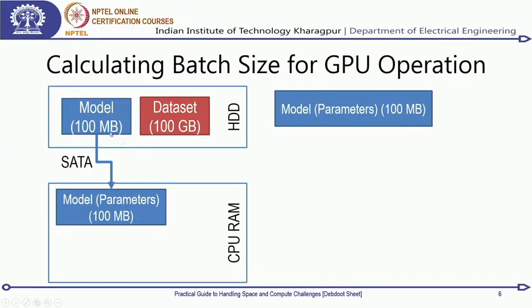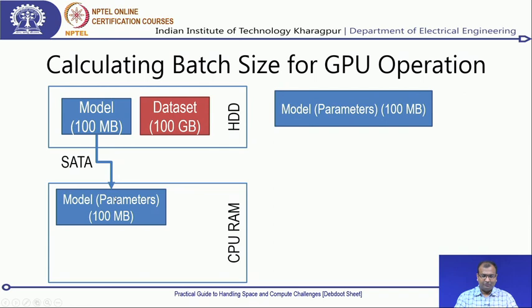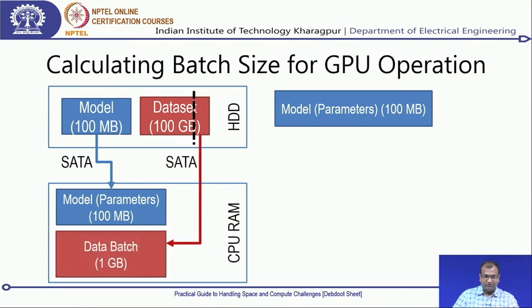Now, when you have your operation going on, the first part is where you copy your model, which is a torch.load for the model, and that means that you have copied it to your CPU. It still does not reside on the GPU. This is what you need to keep in mind. Next, you cannot copy the whole data set because it is about 100 GB. So, what you can do is copy one batch of the data, maybe 1 GB, onto your CPU RAM.